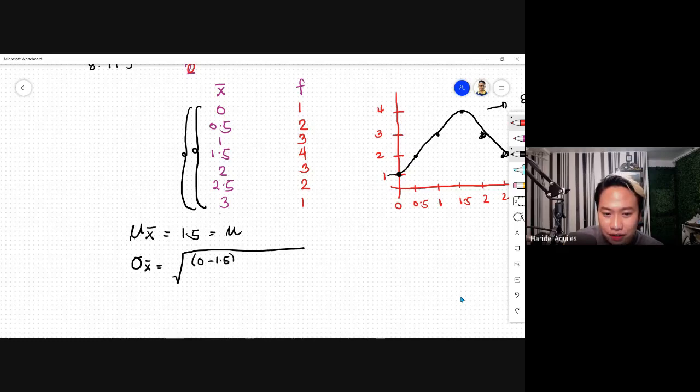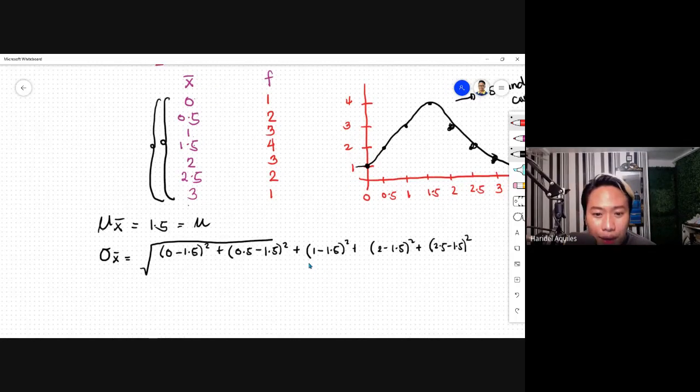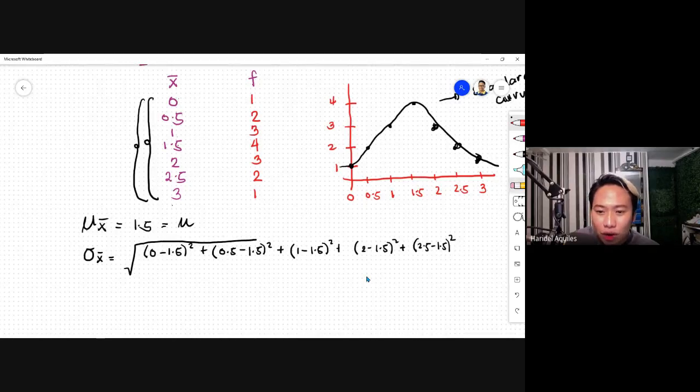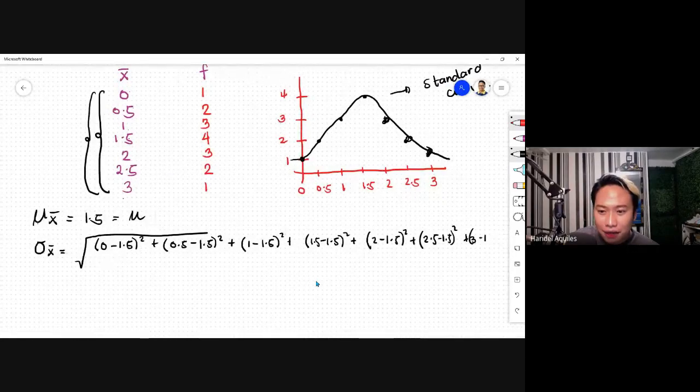0 minus 1.5 squared plus 0.5 minus 1.5 squared plus 1 minus 1.5 squared plus 2 minus 1.5 squared plus 2.5 minus 1.5 squared. Kulangan, no? Kulangan og 1. Ani diretso ko dapat mag-start pero 1 pwede ni dapat 1. So 1 minus 1.5 squared, kani mo 2. Okay. So 2 minus 1.5 squared plus 2.5 minus 1.5 squared. And then lastly, plus 3 minus 1.5 squared.